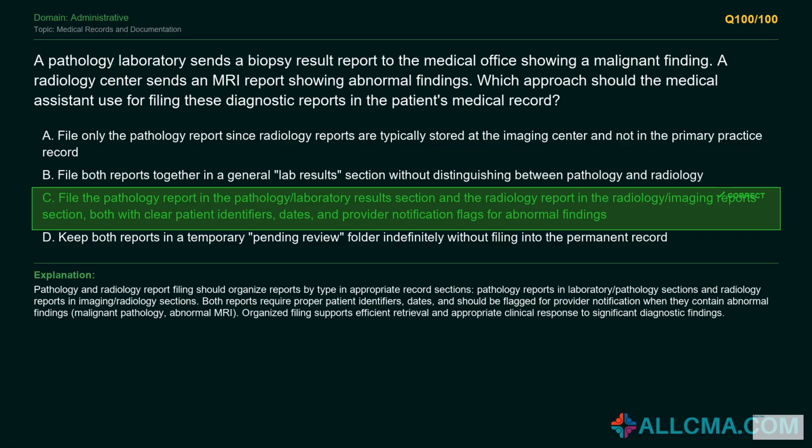The correct answer is C. Pathology and radiology report filing should organize reports by type in appropriate record sections. Pathology reports in laboratory/pathology sections and radiology reports in imaging/radiology sections. Both reports require proper patient identifiers, dates, and should be flagged for provider notification when they contain abnormal findings, malignant pathology, abnormal MRI. Organized filing supports efficient retrieval and appropriate clinical response to significant diagnostic findings.